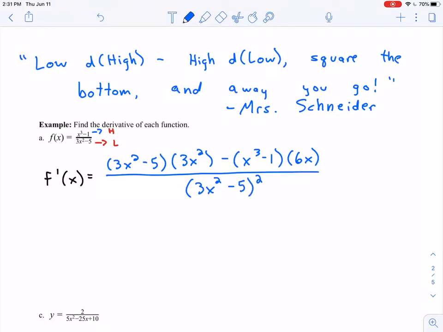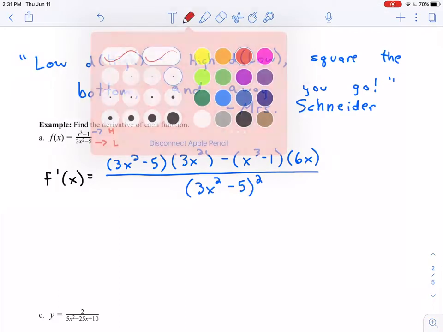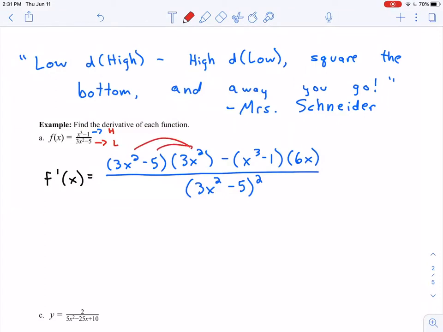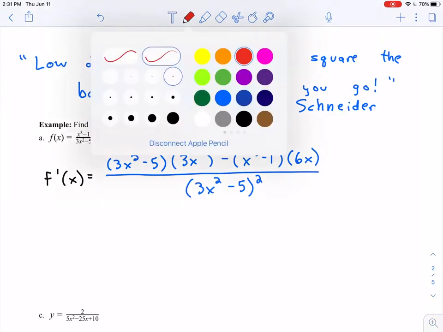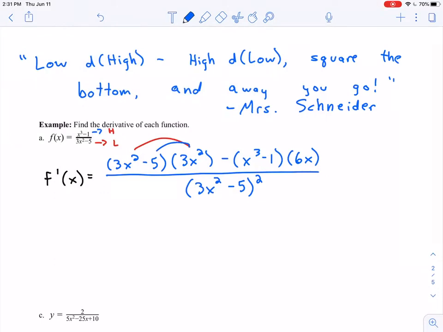So we set this problem up, which is only half the battle, because we do have quite a bit of simplifying that we can do here. Quotient rule is not only a little bit longer than the product rule, there's more algebra involved after the fact, so we need to be careful. So for the first terms, I don't think it's too bad. I'm just going to take this 3x squared and distribute that to each term. So this will be 9x to the fourth minus 15x squared.